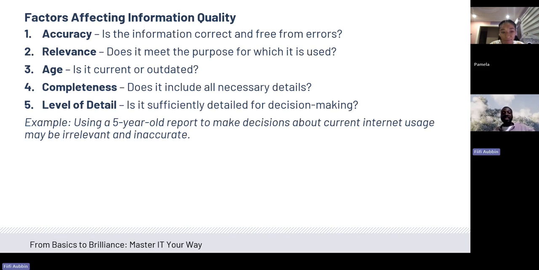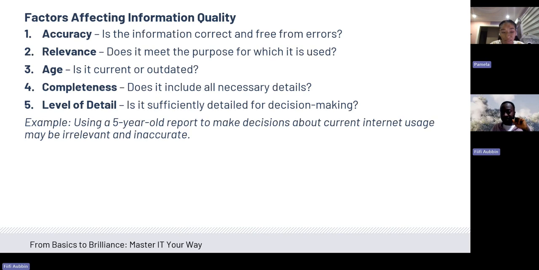So these are the factors that affect information quality. Is it accurate? Is it relevant? Is it current or outdated? Is it complete? All the details that you are looking for, do you have that in that data? And the level of detail, is it sufficiently detailed for decision making? So these are the factors that affect information quality.